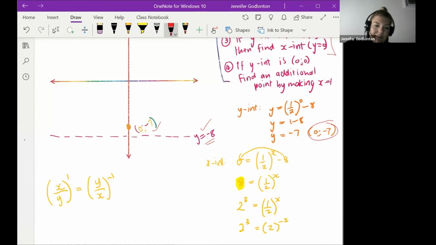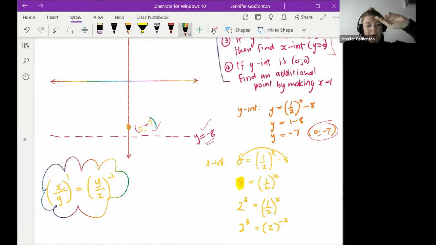So this is the important thing to have in your notes: if you have a fraction and it's got an exponent, we can flip that fraction as long as the exponent becomes negative.